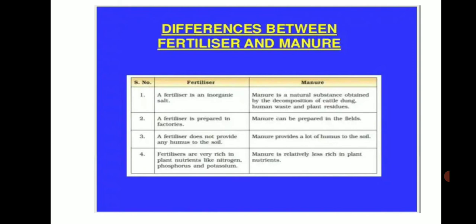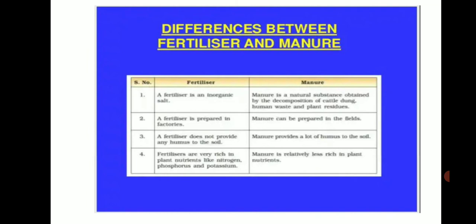Now let us differentiate between fertilizers and manure. This is one of the important questions. Okay, what is the difference between fertilizers and manure? A fertilizer is an inorganic salt. Okay, it is an inorganic compound, whereas manures are organic substances. They are natural substances obtained by the decomposition of cattle dung, human waste and plant residues, meaning waste plants. Second one, a fertilizer is prepared in factories, but manures can be prepared in the field. A fertilizer doesn't provide any humus to the soil, whereas manure provides a lot of humus to the soil.